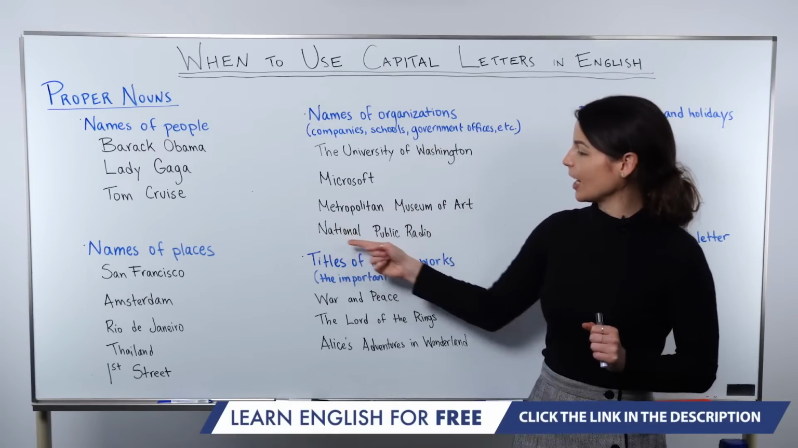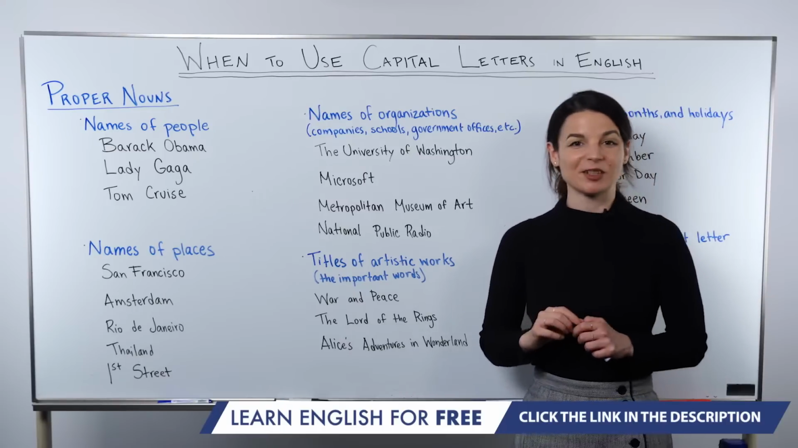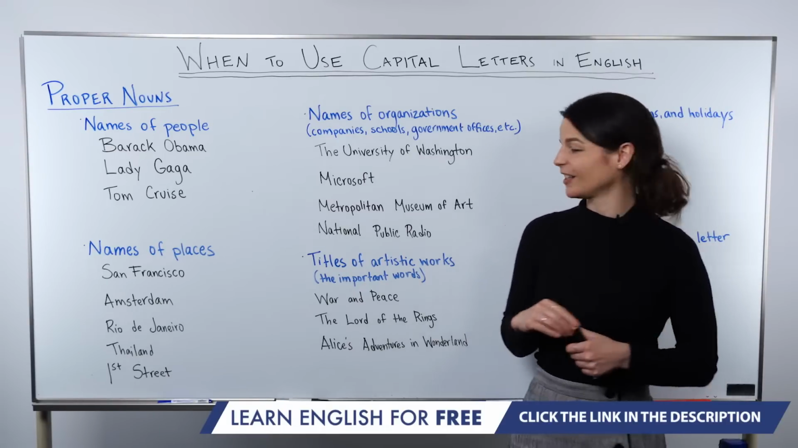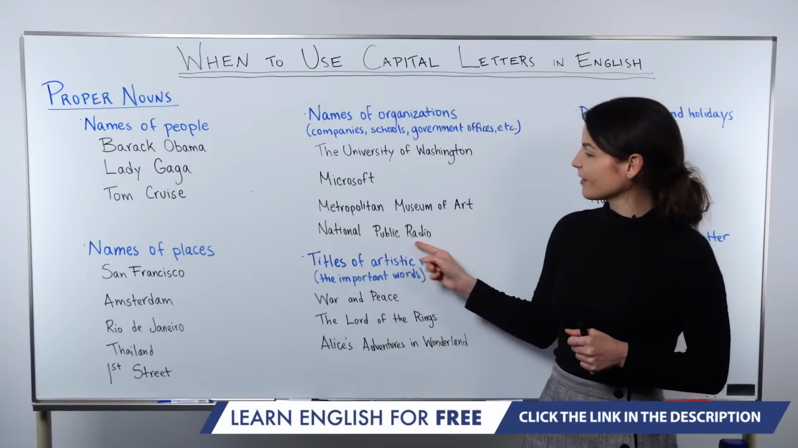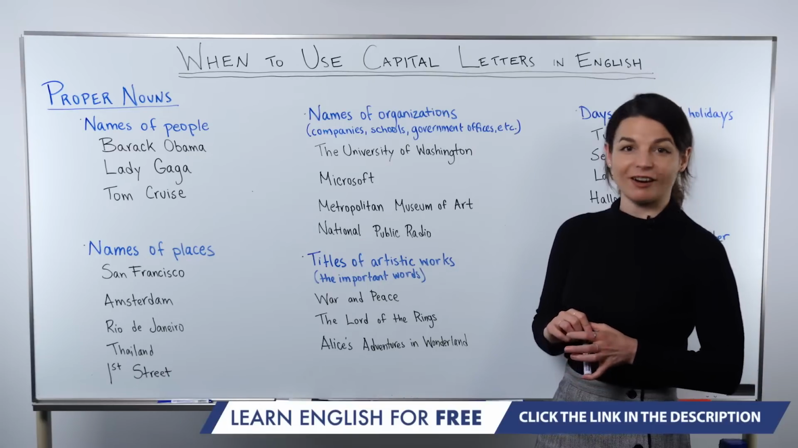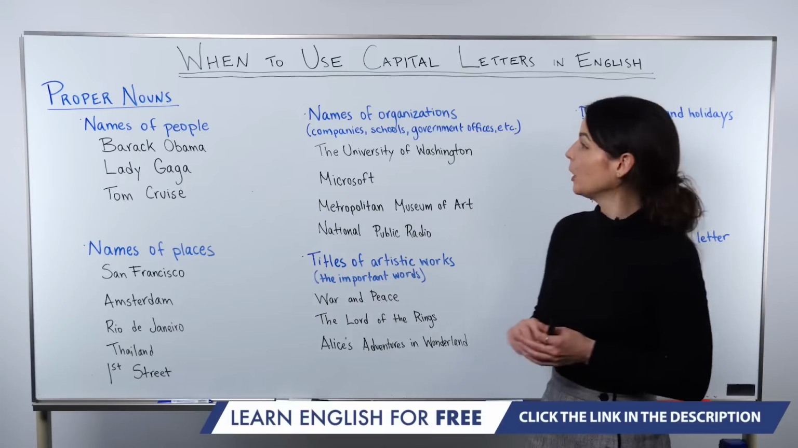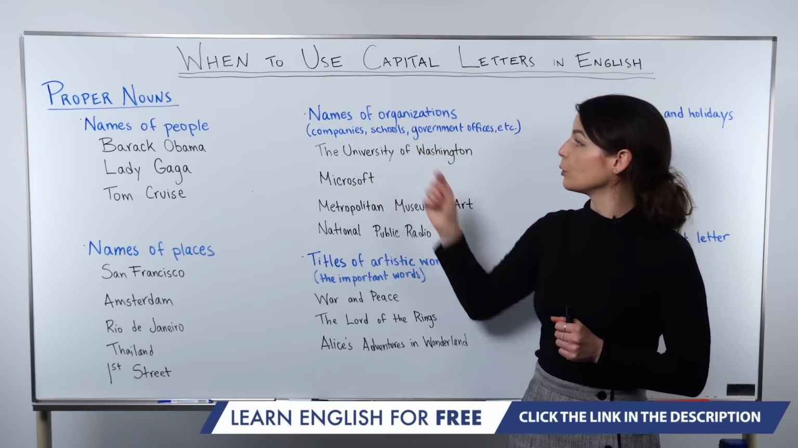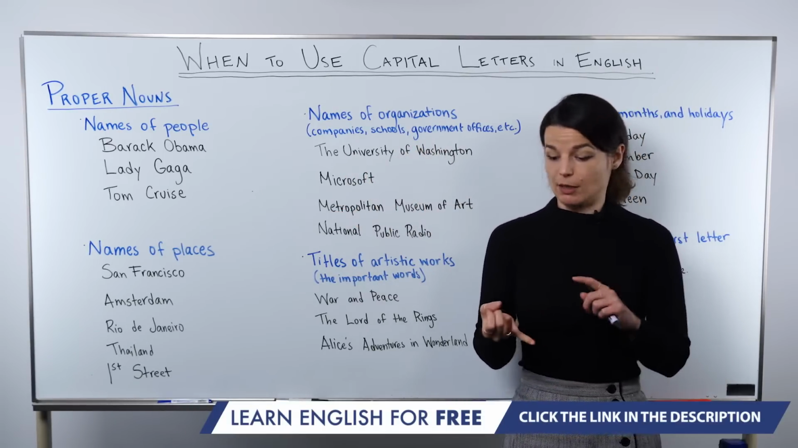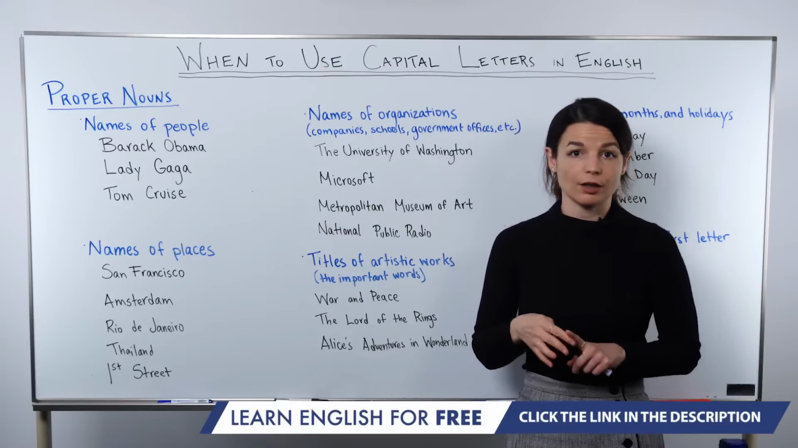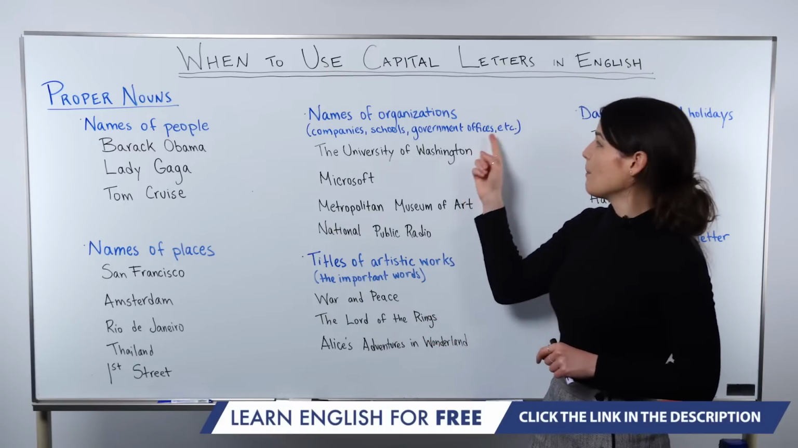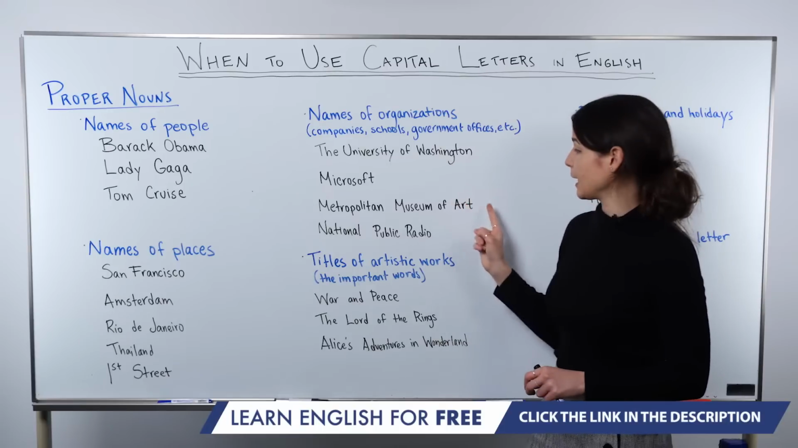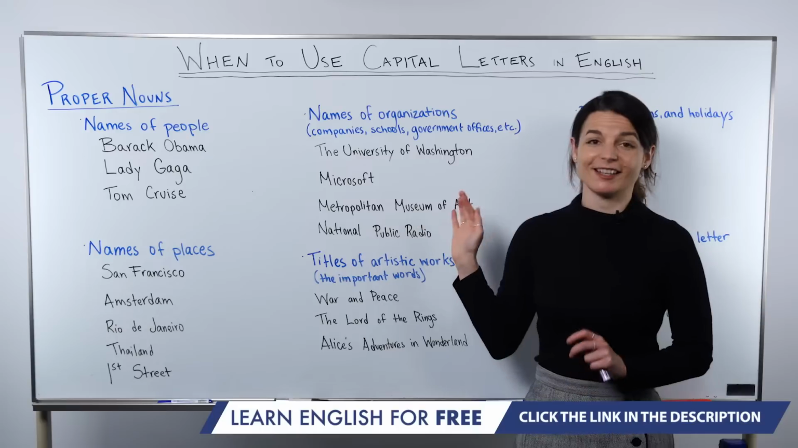Finally, we have National Public Radio. National Public Radio. This is the name of an organization. All the first letters are capital, NPR. You might also hear this called that. So we follow this capitalization rule for organization names. Schools means elementary schools, it means universities, high schools, colleges, technical schools, and many different government offices. It can mean artistic organizations and so on.